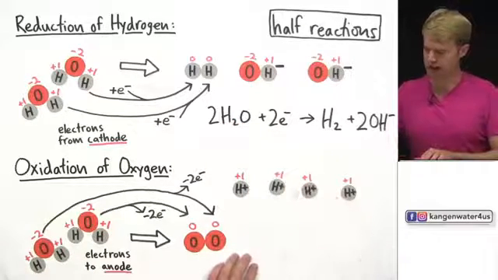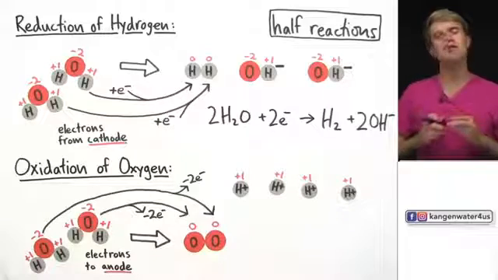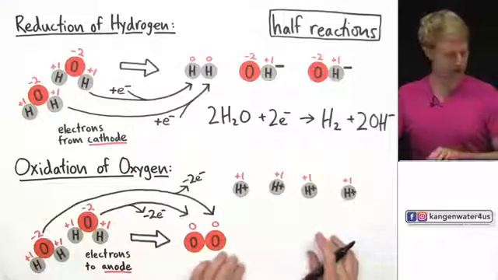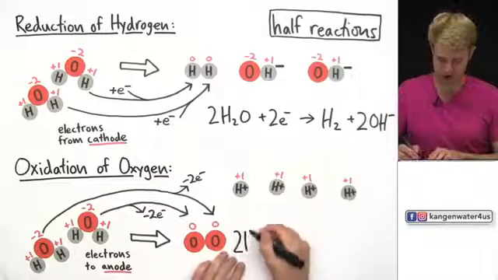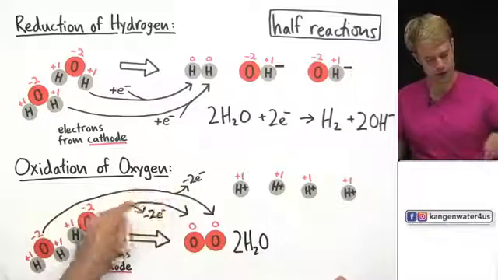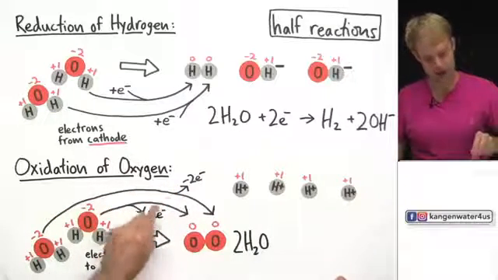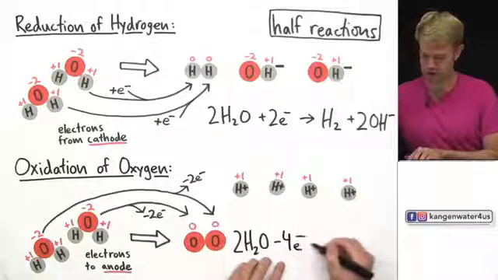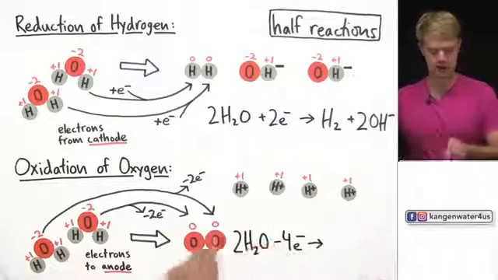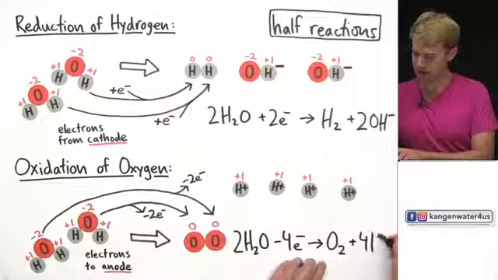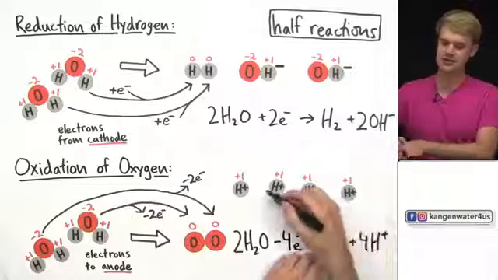Let's write a half reaction for the process. This is a little bit more challenging. As before, I'm going to write it incorrectly first, and then we're going to fix it. Okay, so we start with 2 H2O, and then we lose 4 electrons. -2, -2, so -4 electrons. And that gives us O2 plus 4 H+, these up here.